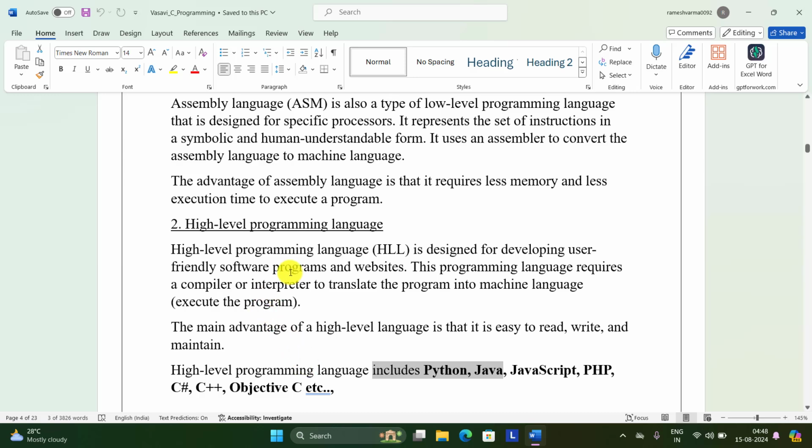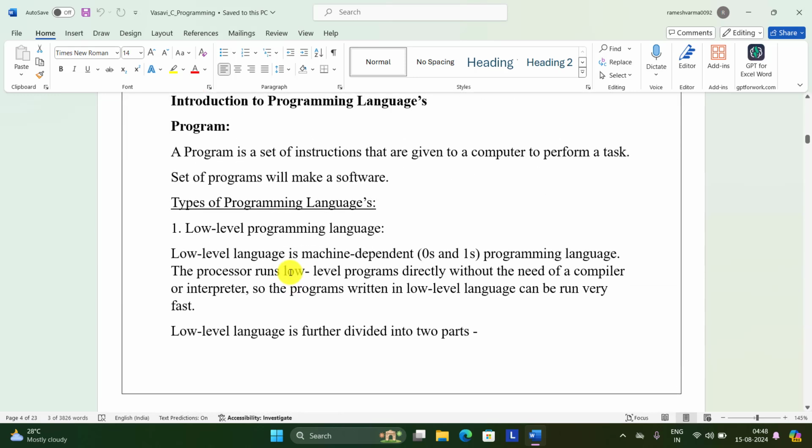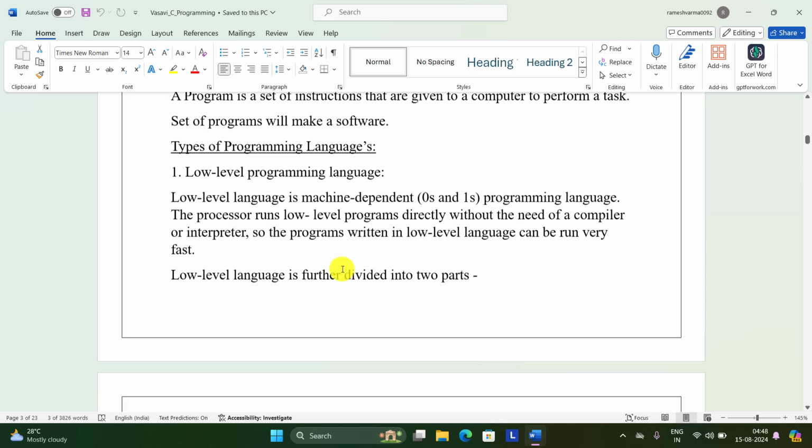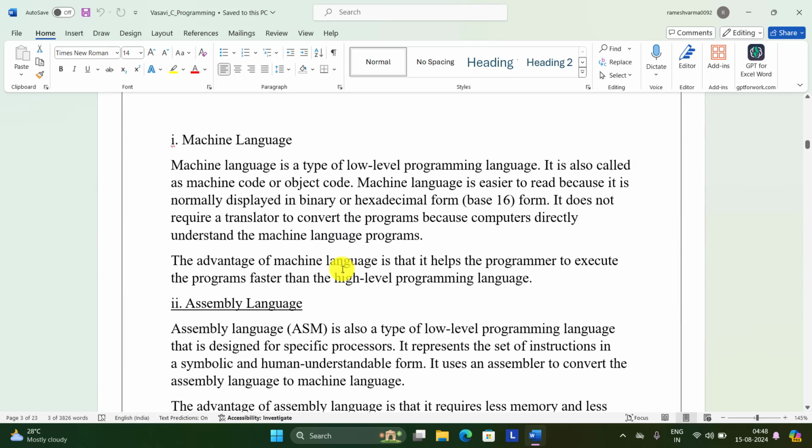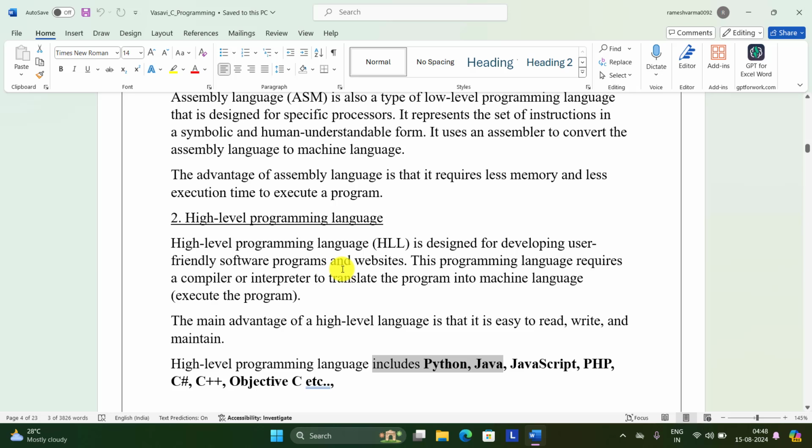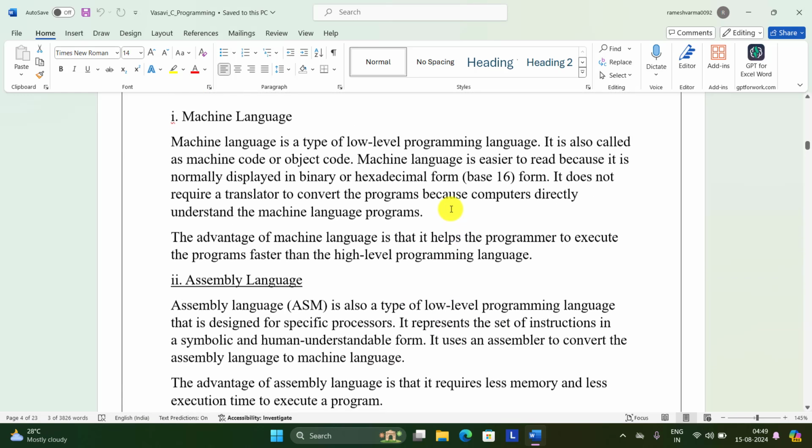So by that we have concluded the types of programming languages in a hardware abstraction perspective. So we have low-level programming languages called machine language and assembly language, and high-level programming languages called Python, Java, JavaScript. And C can be considered as mid-level programming language because C has pointers, and by the use of pointers we can directly interact with the hardware memory. So with that we have completed the types of programming languages.